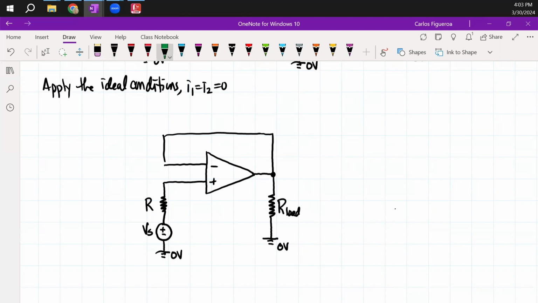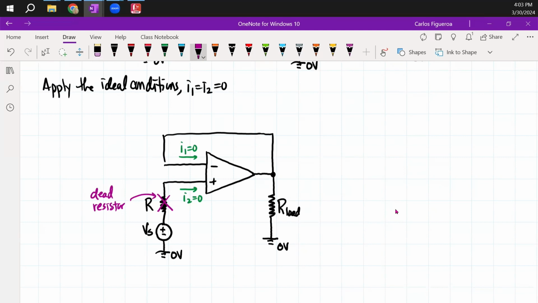That means if I look at the current here, this is I1 equal to 0. This is I2 that's equal to 0. And the first thing you've got to realize is that if there's no current through that resistor, then that right there is a dead resistor, and it does not exist in the circuit.